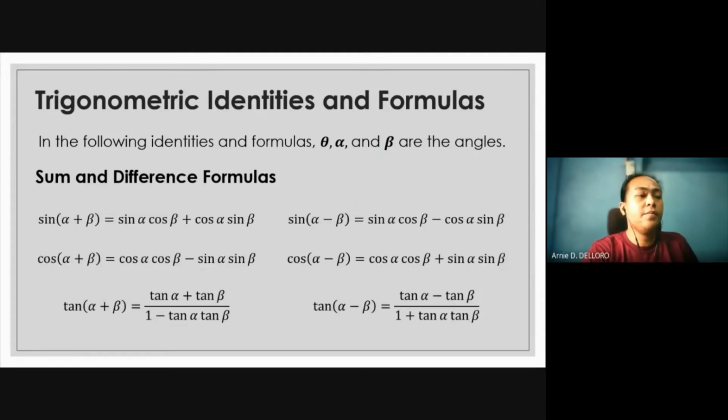We have sine alpha plus beta. So, this means the values of the angles we have here are different. Okay, so the value of alpha is different from beta. Now to determine the exact value of sine alpha plus beta, we'll be using the formula sine alpha times cosine beta plus cosine alpha times sine beta.